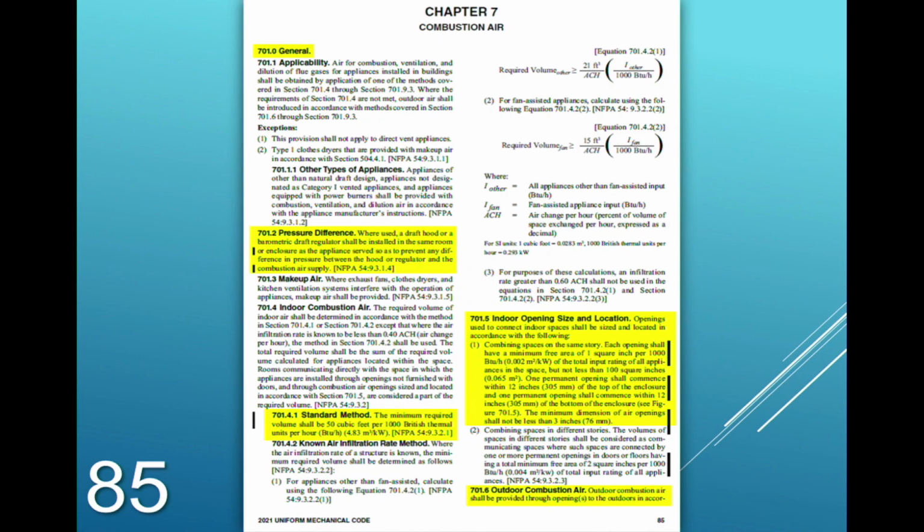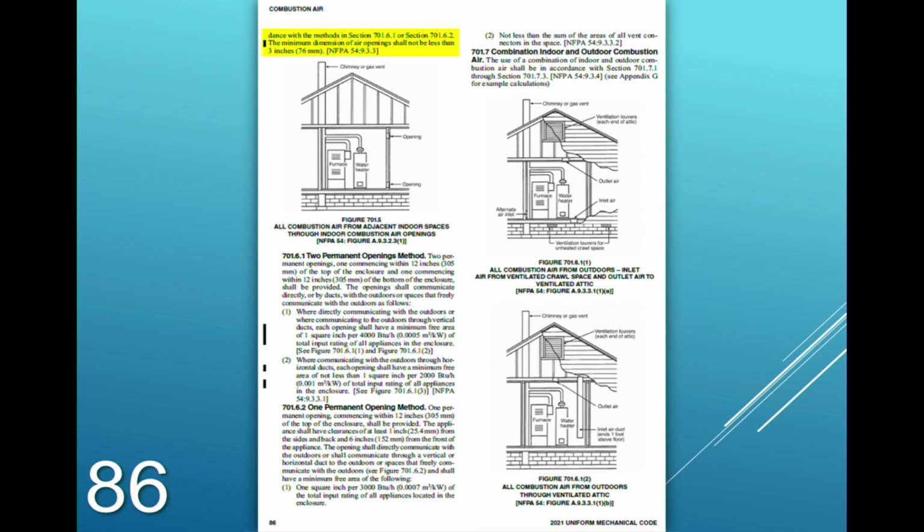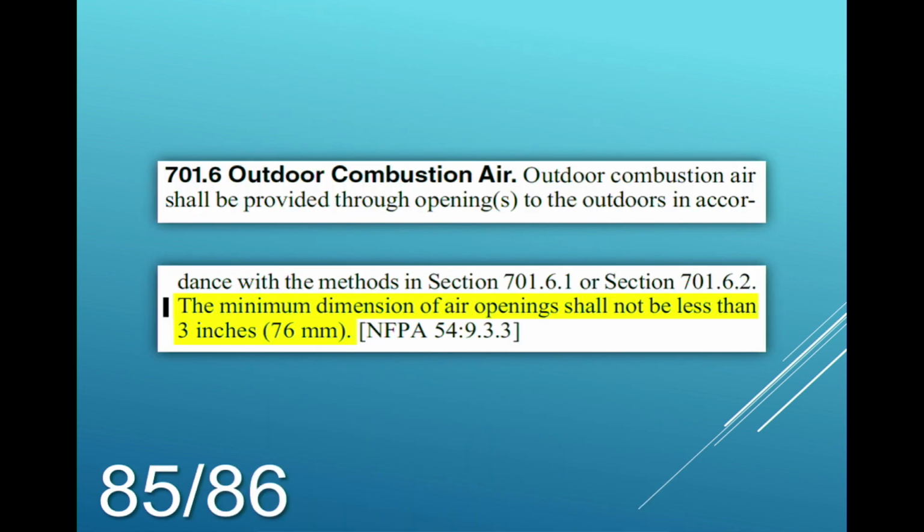Very last 2 lines, it says, outdoor combustion air shall be provided through openings to the outdoors or spaces that freely communicate with the outdoors, in accordance with section 701.61 or 701.62. The minimum dimension of air openings shall not be less than 3 inches.